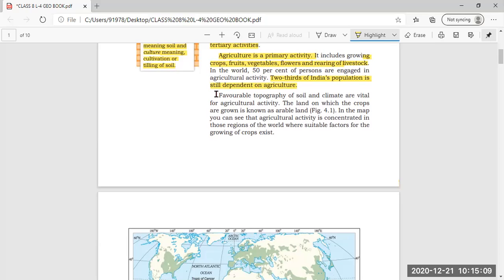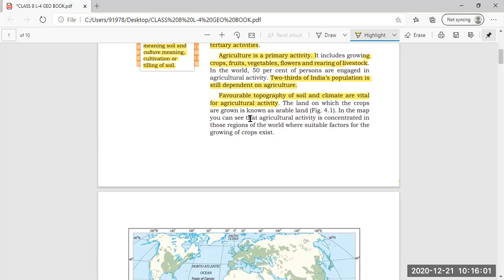Favorable topography, that is, favorable land, type of soil, and climate are vital for agricultural activity. That means proper land, soil, and climate are very important. Vital means very important for agricultural activity. The favorable topography of soil means what type of soil is present on that particular land area and what type of climate is there in that area. All this determines what type of agricultural activity should take place in that particular area.